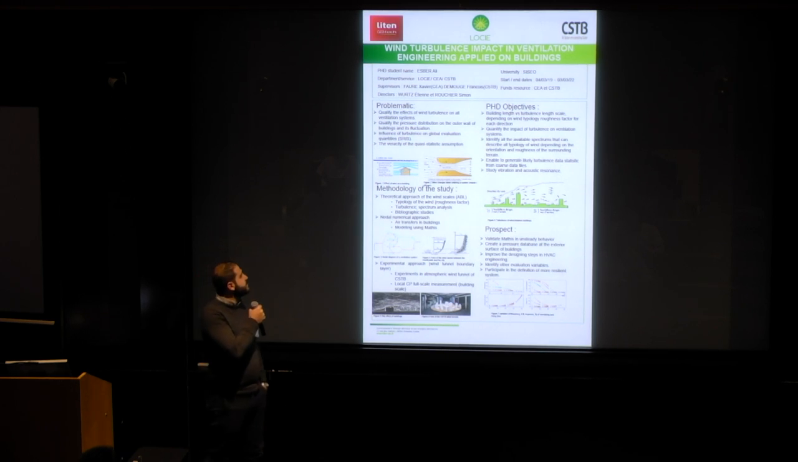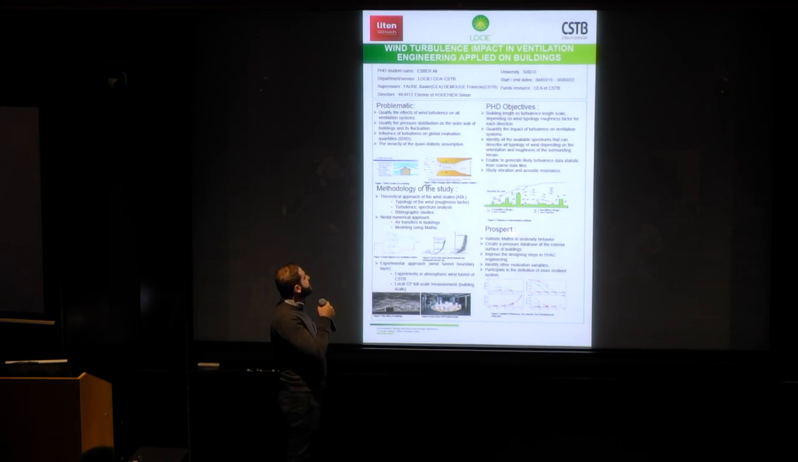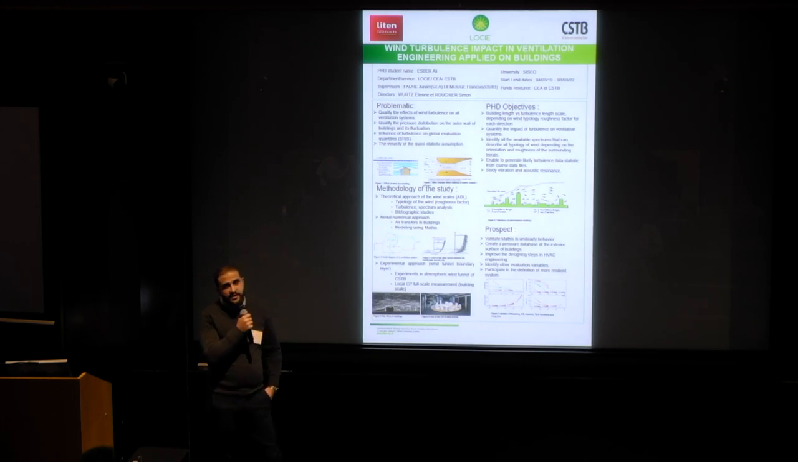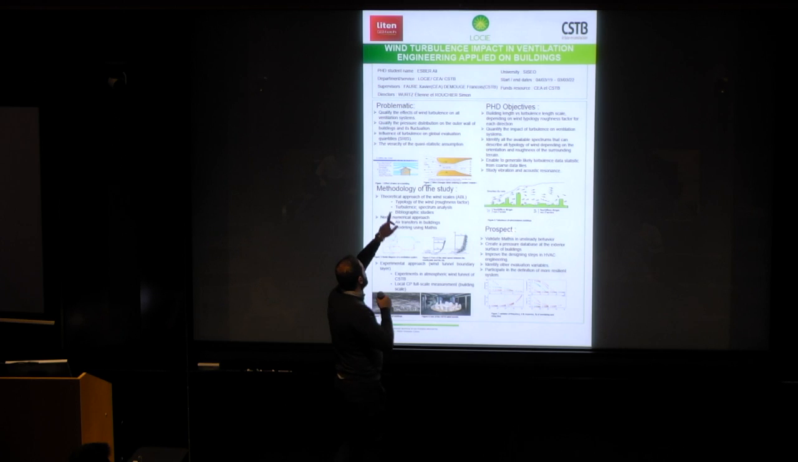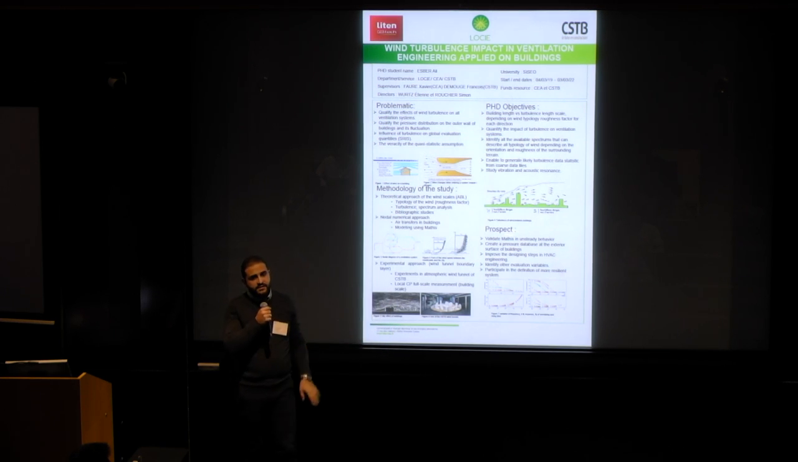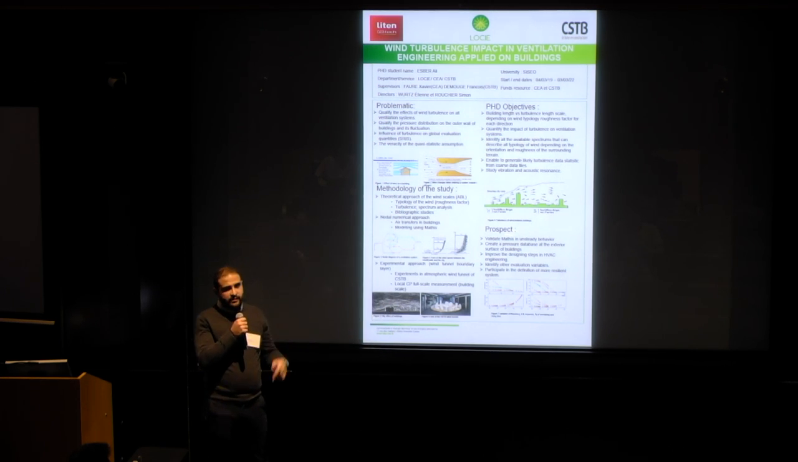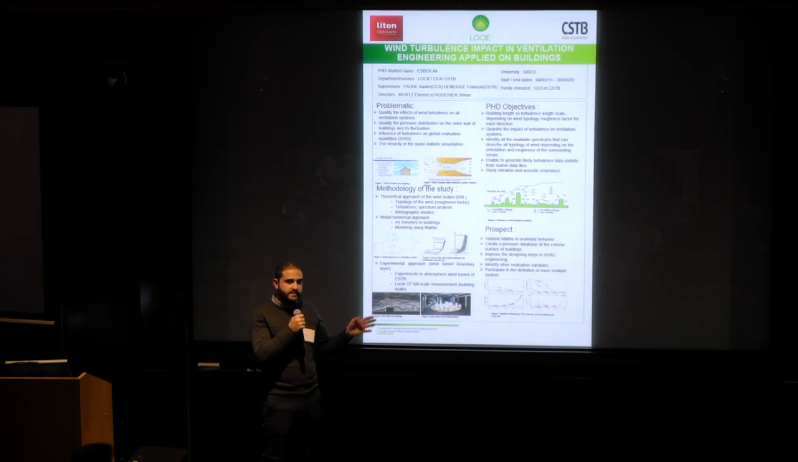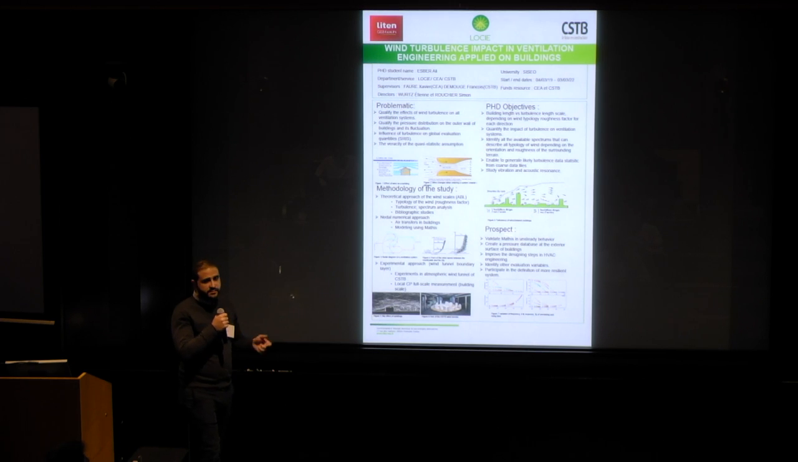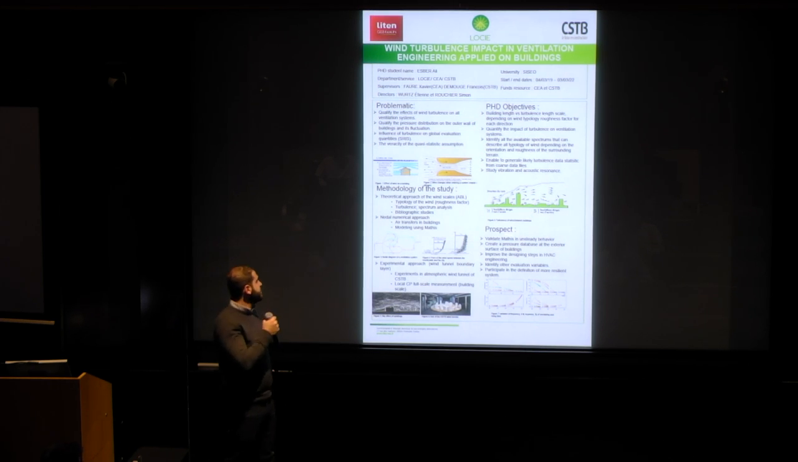First of all, the problematic is to quantify the effect of the wind turbulence on buildings, to qualify the pressure distribution, as we see in this picture, when the wind hits the surface and the sides of a building. We have a distribution of pressure, positive on the face side and negative on the other side, due to the detachment of turbulence and vortex.